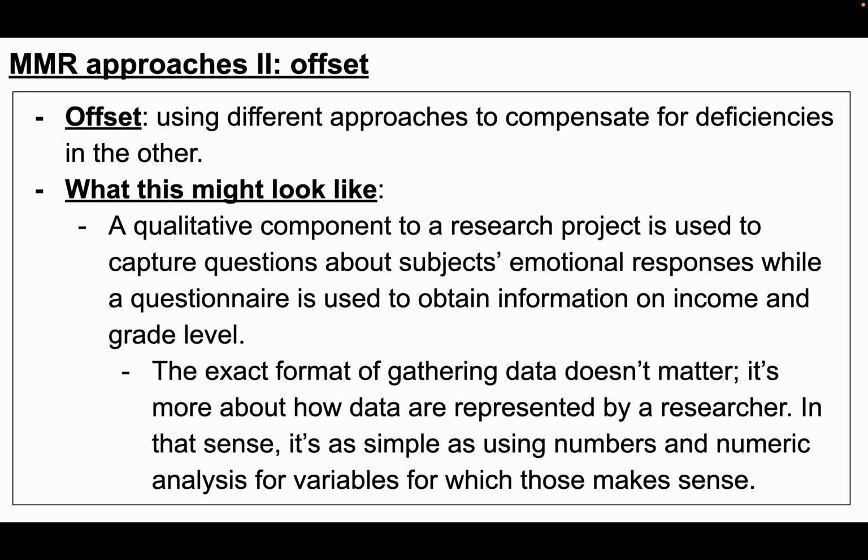Here, the exact format of gathering data doesn't matter. It's really more about how the data are represented by a researcher. So you could do this, for instance, simply by doing interviews for the entire thing. But for some types of responses, you'll say, well, how much information am I really missing if I convert what this person told me their income is to a number? Probably almost nothing, versus trying to convert their feelings to a number where you might be missing quite a lot.